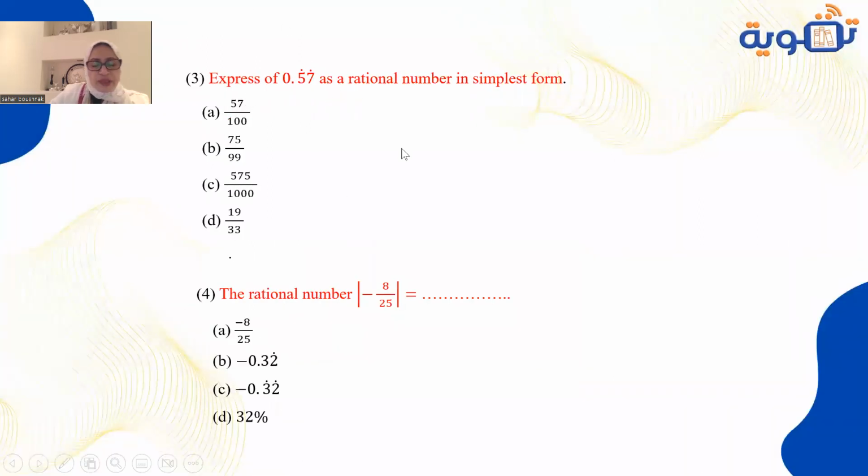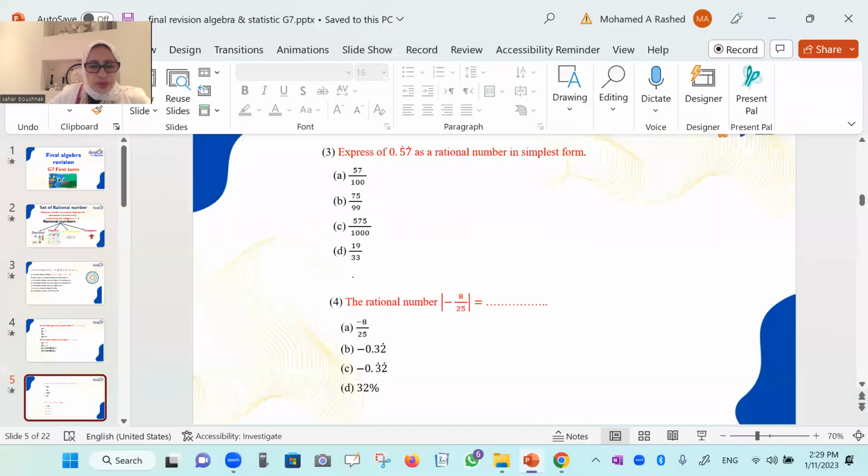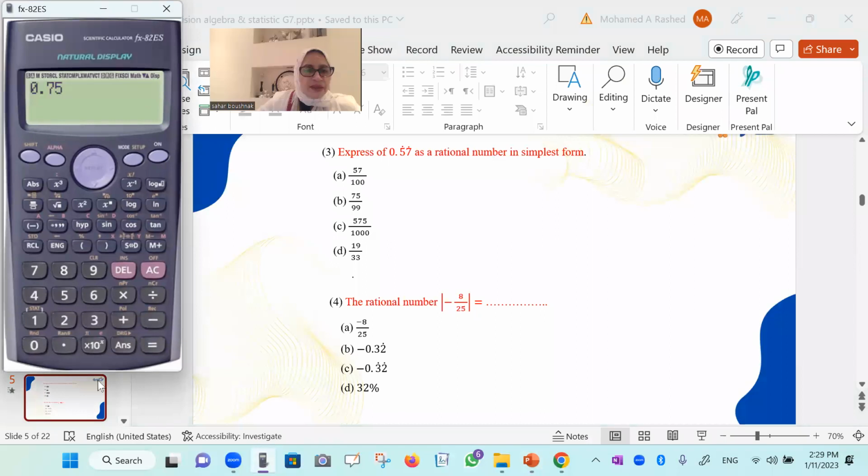About this one, how can I express the recurring number? Let's see together with the calculator. You remember we taught that before. So I will enter 0.75 until I get the arrow, 75, 75, 75, 75. Now I will get the arrow. This is the arrow, so now I will press equal.